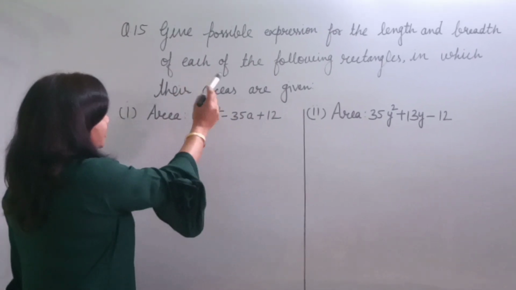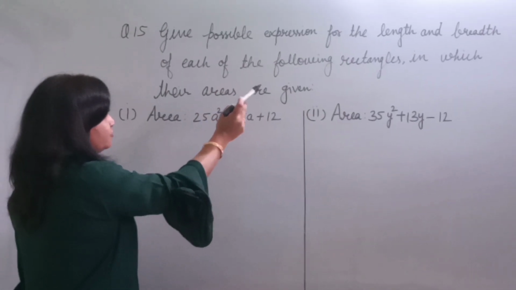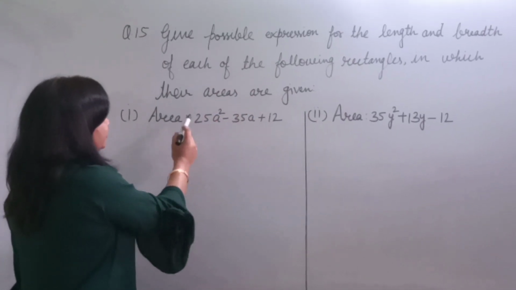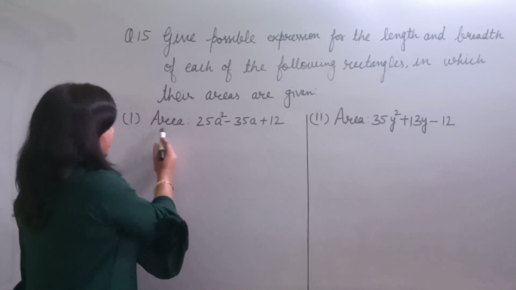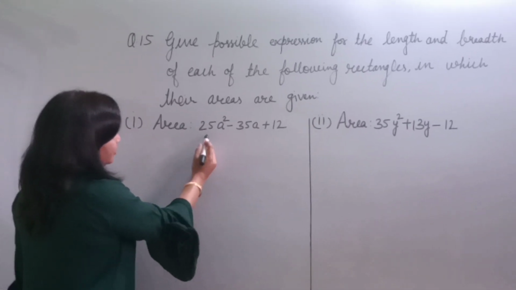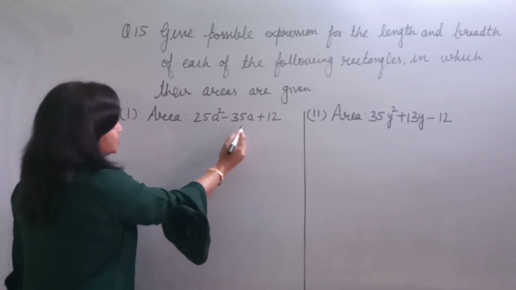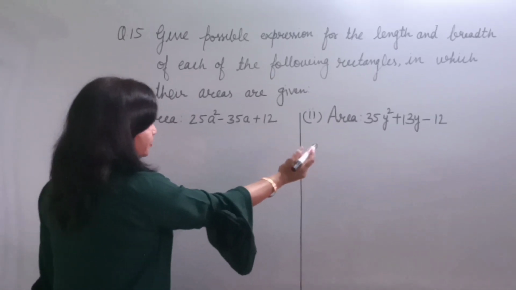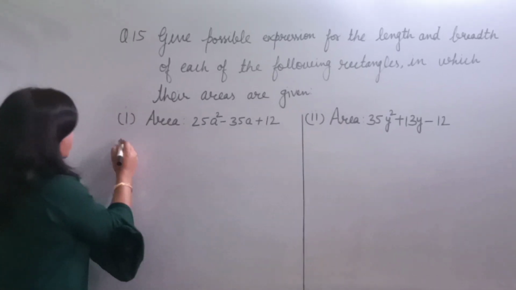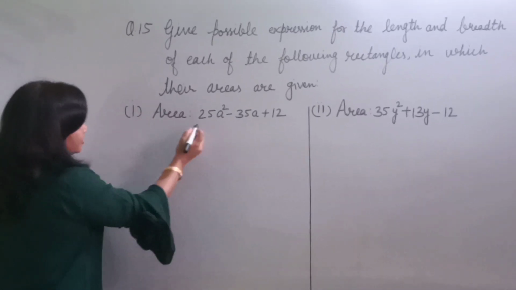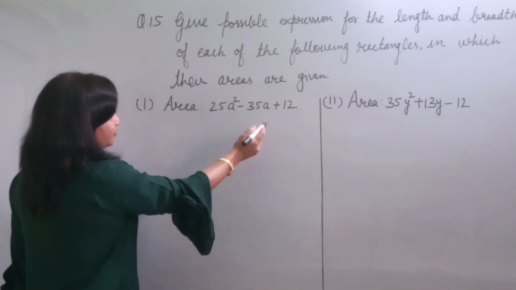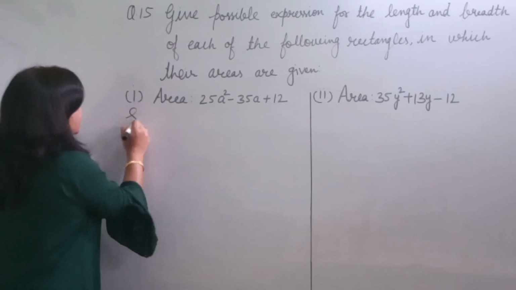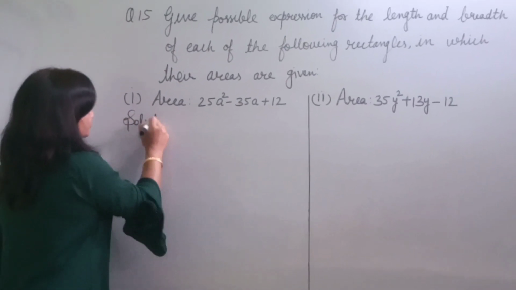In this question we have to calculate possible expressions for the length and breadth, and we have been given the areas of the rectangles. Here you can see the area 25a square minus 35a plus 12, and another area is also given. After that we will discuss. So our first area is 25a square minus 35a plus 12. Now we will start the solution.